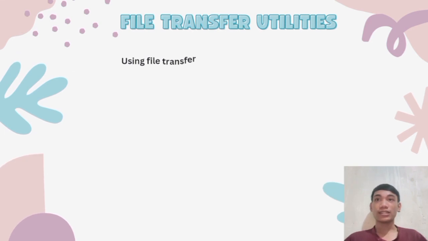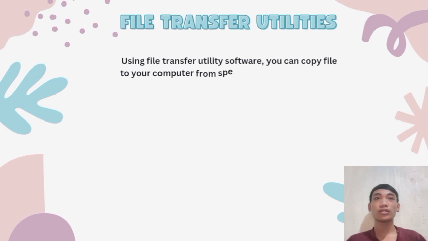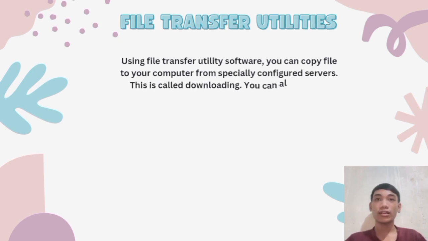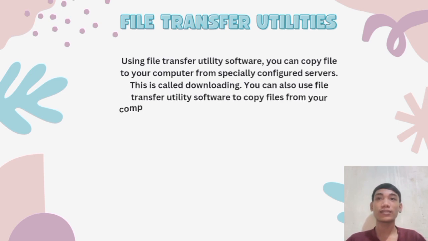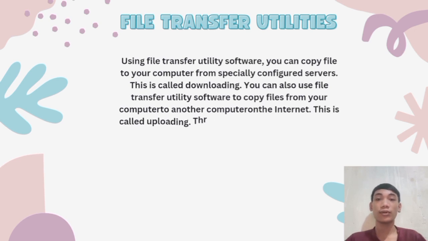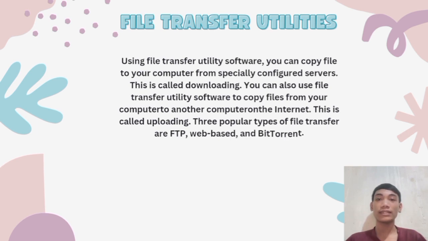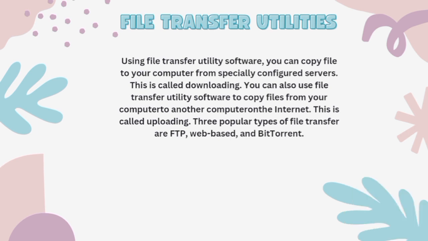File transfer utilities. Using file transfer utilities, you can copy files to your computer from specially configured servers. This is called downloading. You can also use file transfer utility software to copy files from your computer to another computer on the internet. This is called uploading. Three popular types of file transfer are FTP, web-based, and BitTorrent.